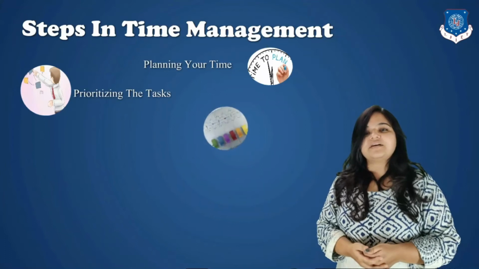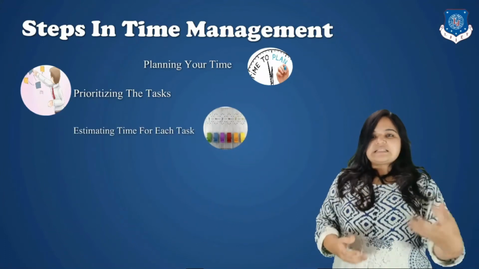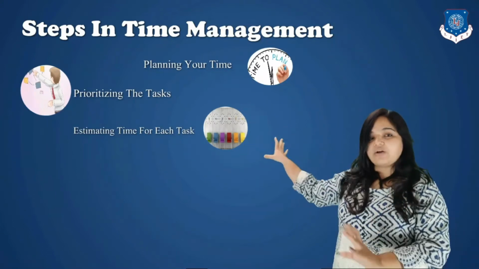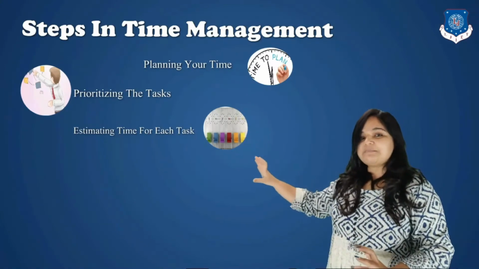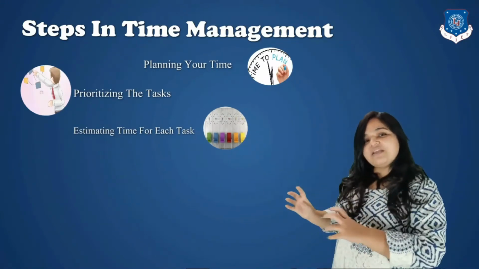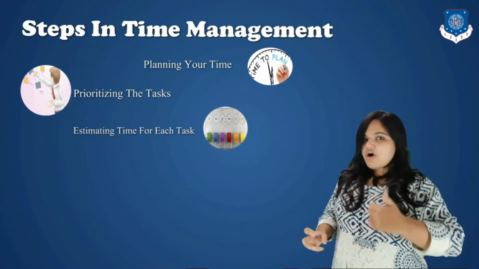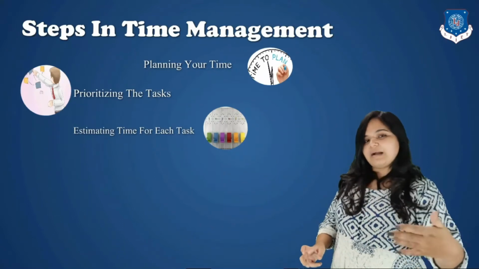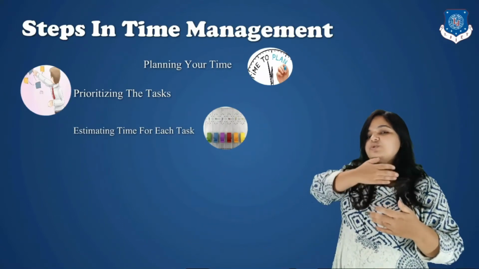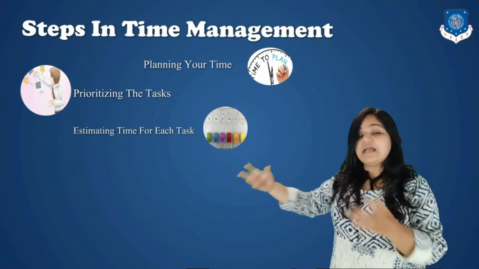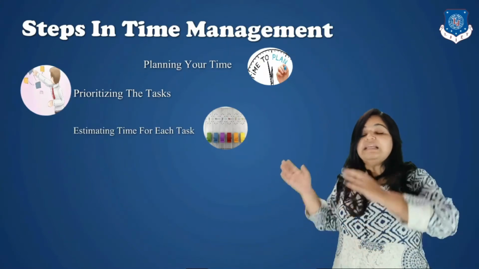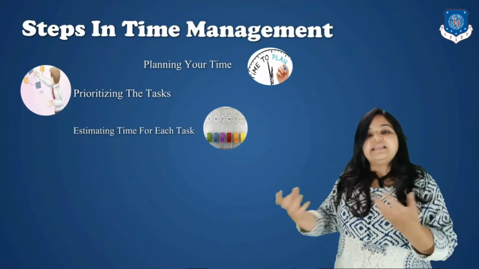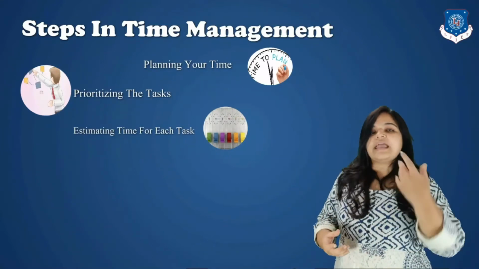Moving on, our third step is estimating the time for each task. Students, once you have prioritized your tasks, you need to estimate how much time each and every task would take, because there may be some tasks which can be completed soon and there may be tasks which would take a very long amount of time. Those tasks must be delayed for a later period, and according to their priority they can be arranged accordingly.